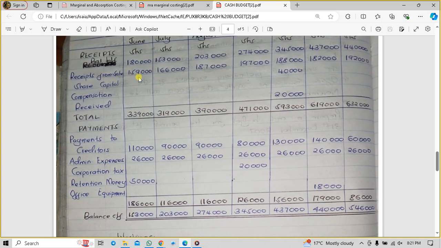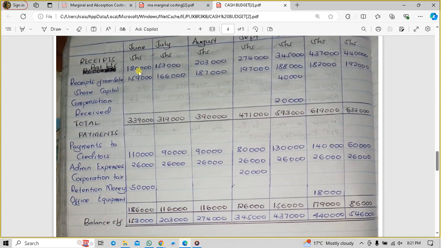Because for balances, you just take the total receipts. So the total receipts for the month of June will be 339,000. Then the total payments 186,000. Then you say 339 minus 186, 153 is the balance carried down. That is the balance in the month of June, which becomes the opening balance in the month of July. I hope that is clear.